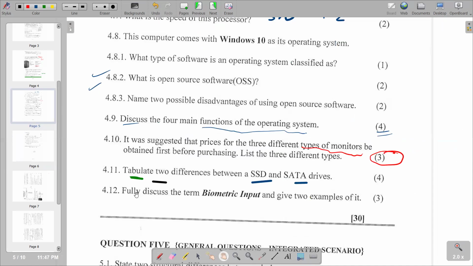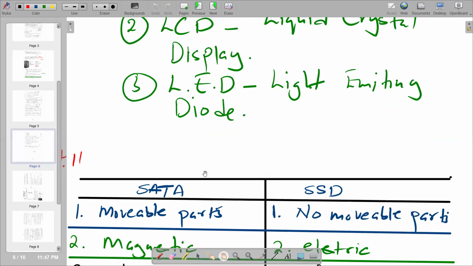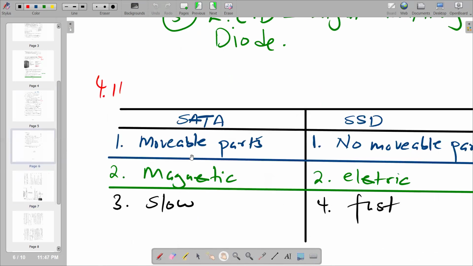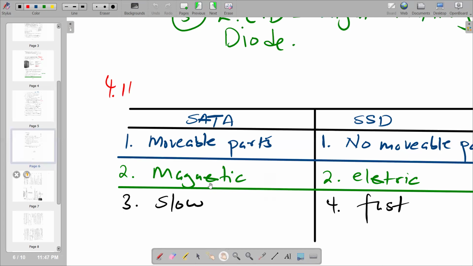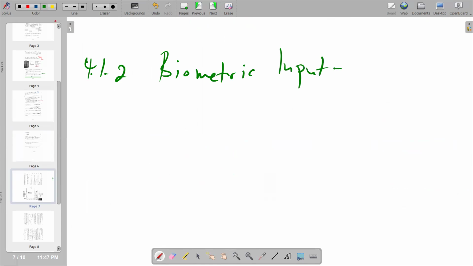So 4.1.2, and fully discuss the term biometric input and give 2 examples of it. Biometric input. So the first part is to discuss, and then you give 2 examples. So again, we go to our answer section and try to describe it in such a way. So we are saying this is our 4.1.2, and it's biometric input. Remember, we need to first describe.